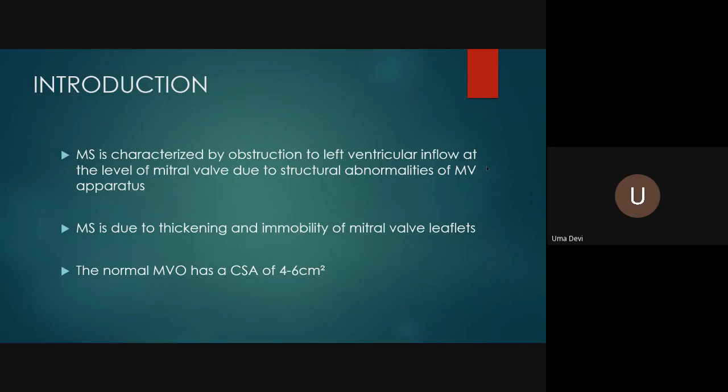Now, what happens is once there is rheumatic fever, and recurrent rheumatic fever, which causes the pathological changes. So over a period of time, this thickening and immobility reduces the circumferential area up to 2 centimeters square. It may be asymptomatic even up to 1.5, but less than 1.5 it becomes severe, and when it is less than 1 centimeter square, it is very severe mitral stenosis.